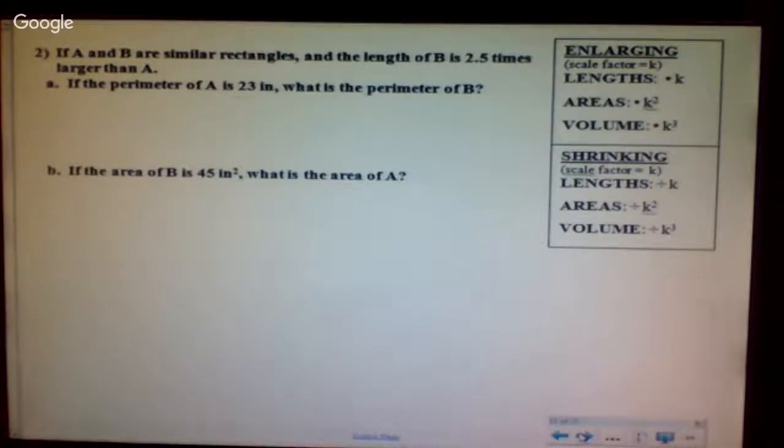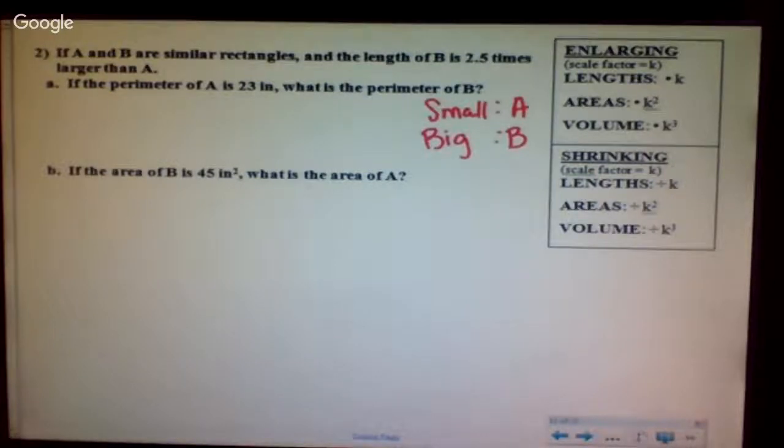So, for instance, A and B are similar rectangles. The length of B is 2.5 times larger than A. So, what is your small figure here? Is it A or B? A is smaller. So, B is your big figure.